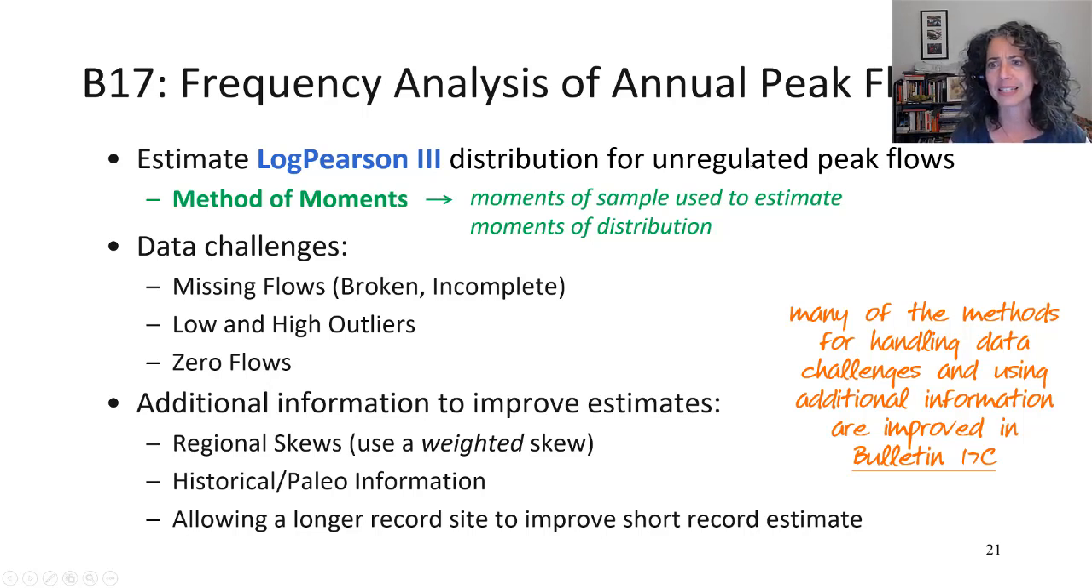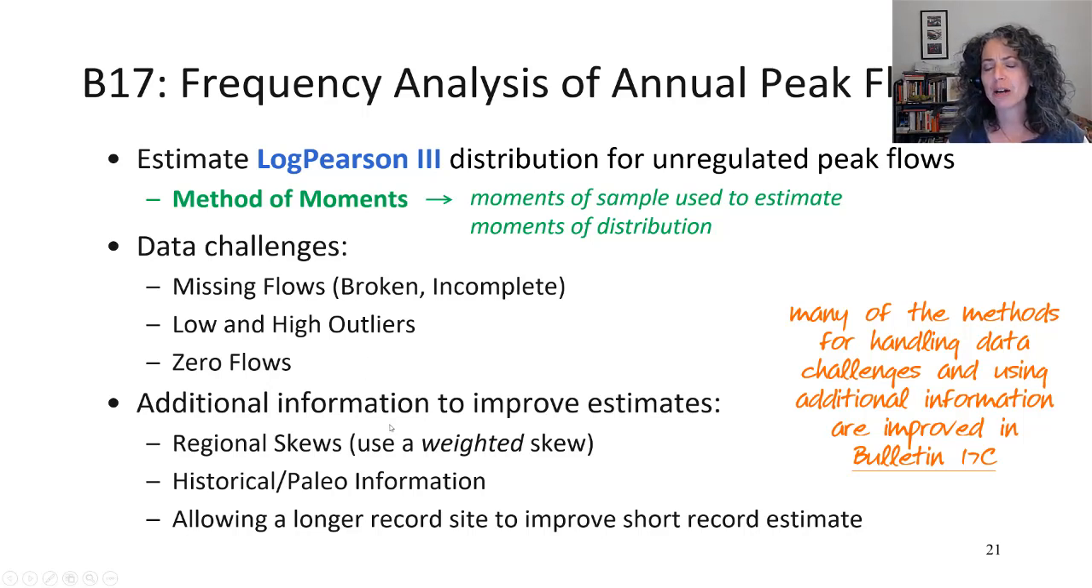Now, there's more to the guidance than just saying which distribution to use on which data. There's also some adjustments to be made for difficult data, for example, missing data or low or high outliers within the data set, and also for zero flows. Zero flows are a problem because the logarithm of zero is undefined, but there are some streams that are dry for a few years in a row, and so the annual maximums are zero. So there needs to be a way to handle those, and that is part of the guidance.